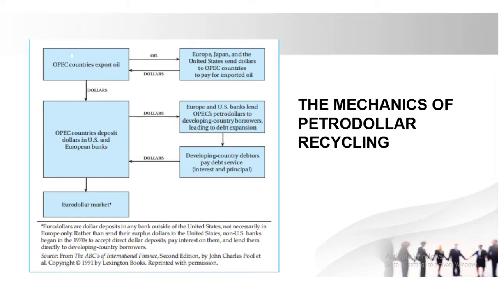The mechanics of petrodollar recycling. OPEC countries export oil. Then Europe, Japan, and the United States send dollars to OPEC countries to pay for the imported oil, and these dollars are deposited by OPEC countries in US and European banks. Then these banks lend the OPEC petrodollars to developing country borrowers, leading to debt expansion. Then these developing country debtors pay the debt service interest plus the principal back to the US and European banks.